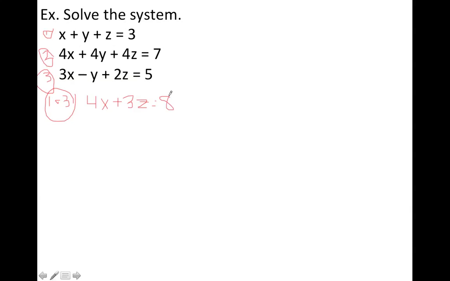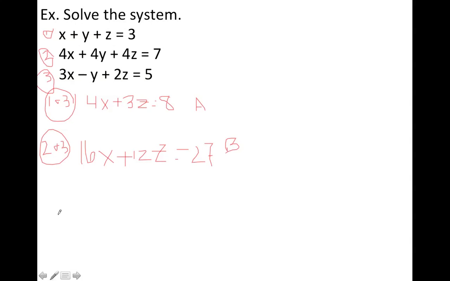And then we have to add up two more equations to eliminate our y's. So we can do 2 and 3. But we're going to have to multiply our 3 equation by 4 to eliminate our y. When we do that and add them up, we get 16x plus 12z equals 27. And again, this was our a, and we added up our first two, and this is our b.